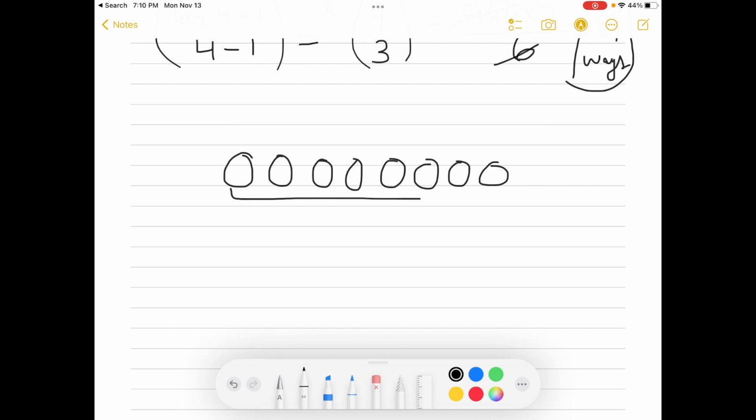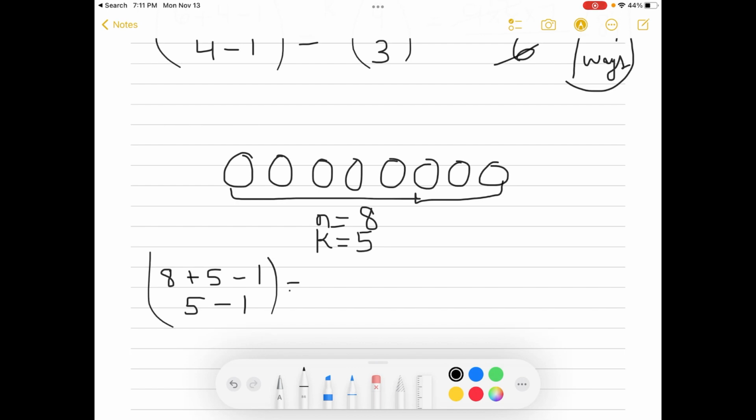So our n, which is our total number of items, will be n equals 8 because we have 8 balls. And k is our total number of groups. How many groups do we want to split this into? We said we want to split this into 5 groups, so our k value is 5. And by the stars and bars identity, we can plug in our answer. So n plus k minus 1, which is 8 plus 5 minus 1, choose k minus 1, so that's 5 minus 1. So that's 12 choose 4.